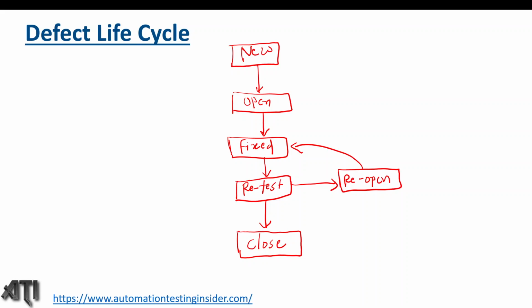Apart from this, we have some other statuses of the defect as well. Like if the developer is not accepting the defect, they may reject the defect. If they do not accept the defect, they will reject it, so the status of the defect would be rejected.